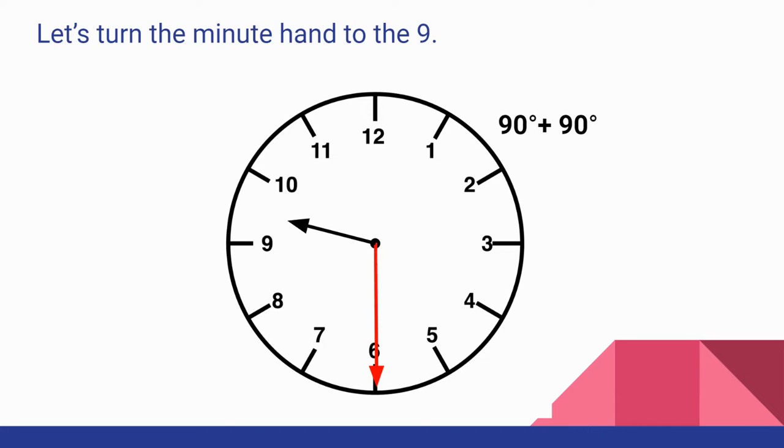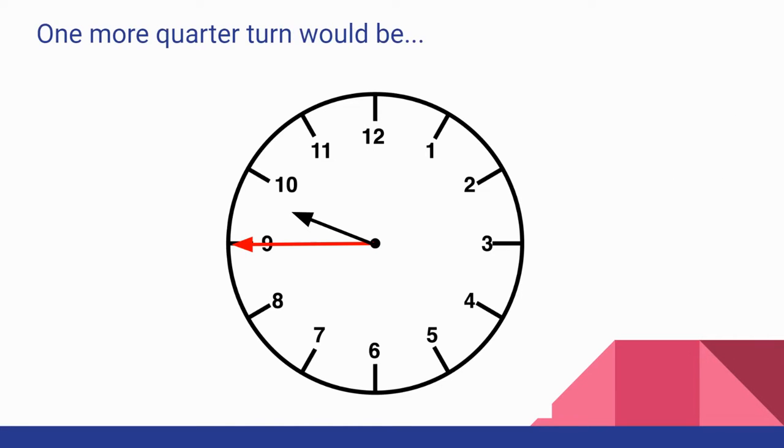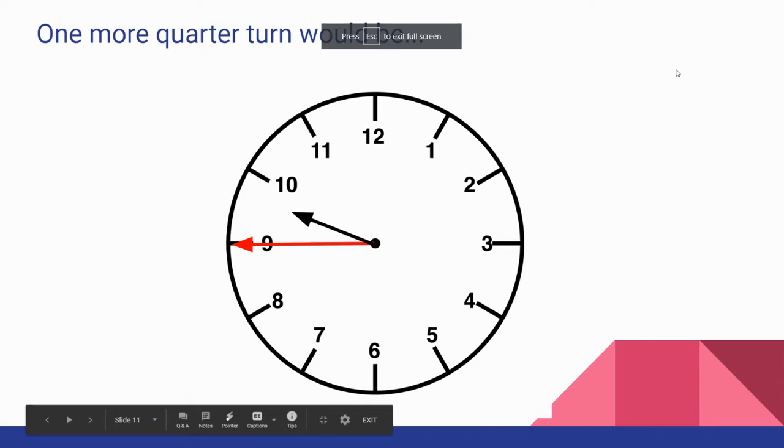Now we're finally going to get to that 9. Now we have 90 plus 90 plus 90 degrees. How many degrees did we turn when we turned from the 12 to the 9? 270 degrees. So from the 12 to the 9, we made a 270-degree turn, or 3/4 turns. So do you see why we call a 90-degree turn a quarter turn? Because it takes how many quarters to get all the way around? We're going to do that now. We need to go one more quarter turn.